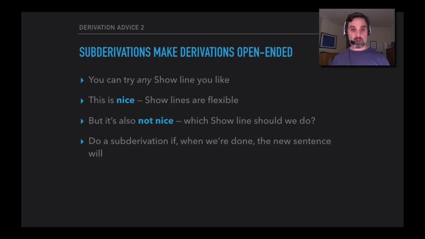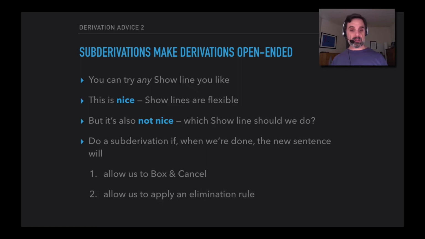So just as with introduction rules, there are two reasons to do a subderivation. First, it lets us box and cancel. Second, the new sentence will allow us to apply an elimination rule. And when you're doing a subderivation, you always want to do a subderivation of a new sentence. If you do a subderivation of an old sentence, it's not going to let you do anything new in the main derivation. So always do a subderivation of a new sentence, something that you're not already trying to show, and something that's not already in the derivation on a line that you can apply a rule to. That will be helpful when you complete it.